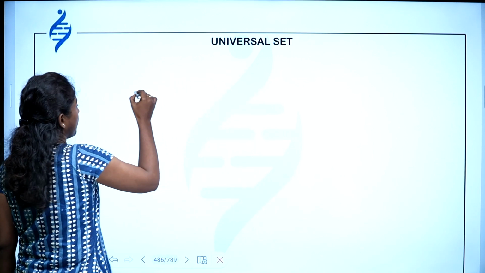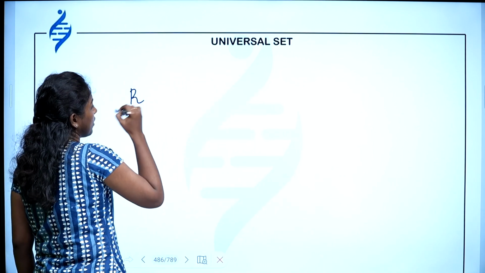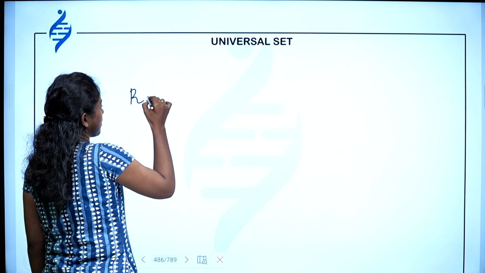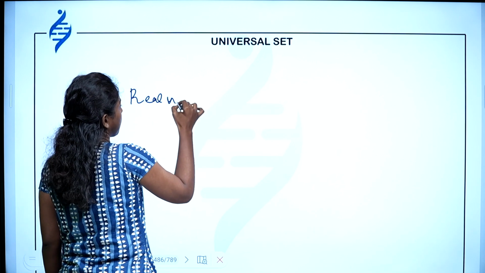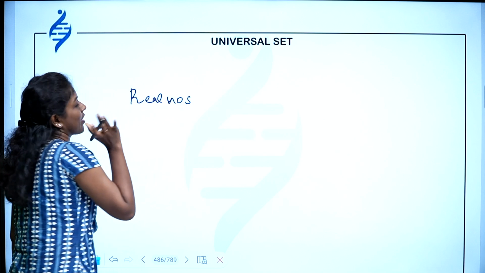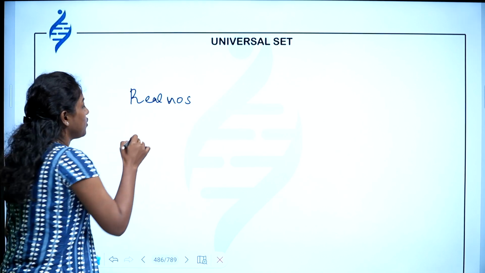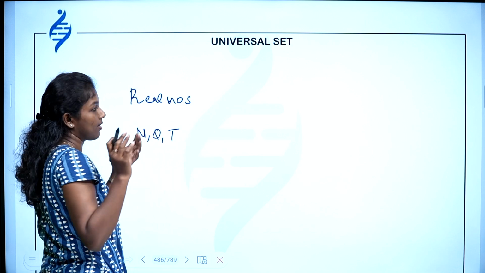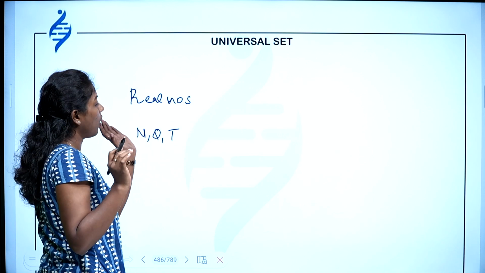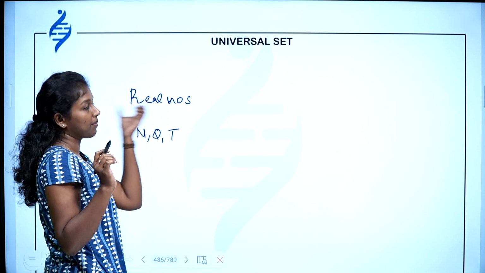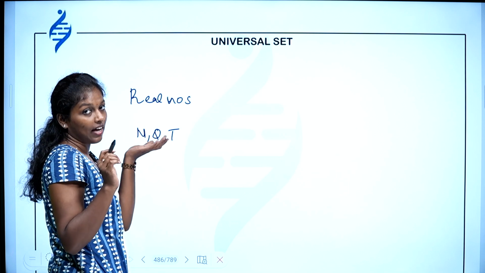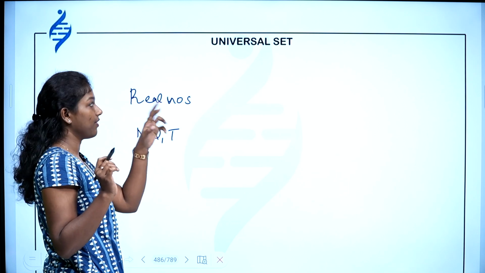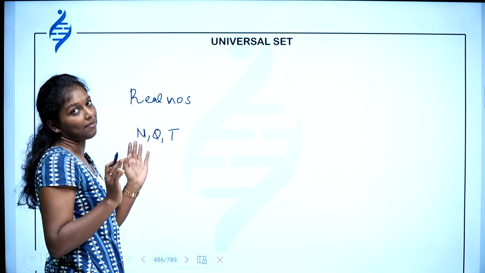For example, I have said R. R is the set of real numbers. So if I am writing real numbers, this is our universal set. And if we choose N, Q, T, etc., natural numbers, rational numbers, irrational numbers, all of these can be written from our real numbers, or all of these are included in our universal set, that is, the set of real numbers.